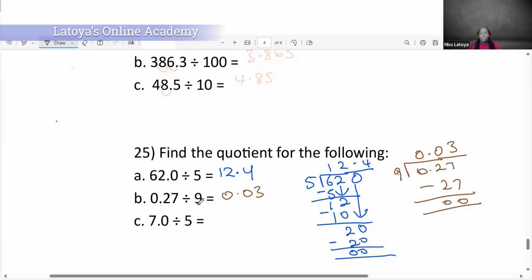7 divided by 5. 5 into 7 is 0. Put a 0. 5 into 70. Into 7 is 1. 5 ones are 5. I'll remember 2. Put a point. Add a 0. Bring it down. 5 into 20 is 4. 5 fours are 20. So we are getting 1.4.